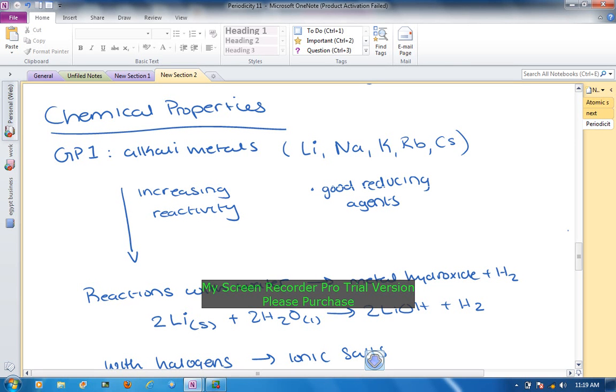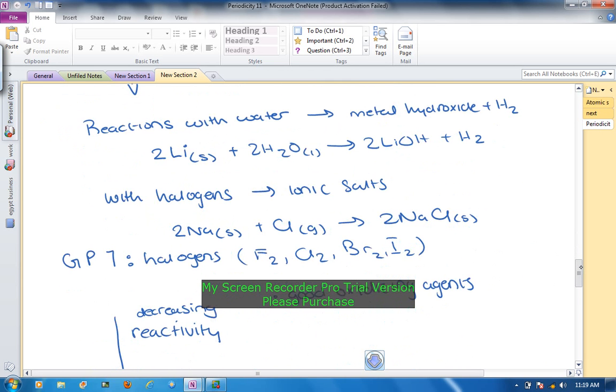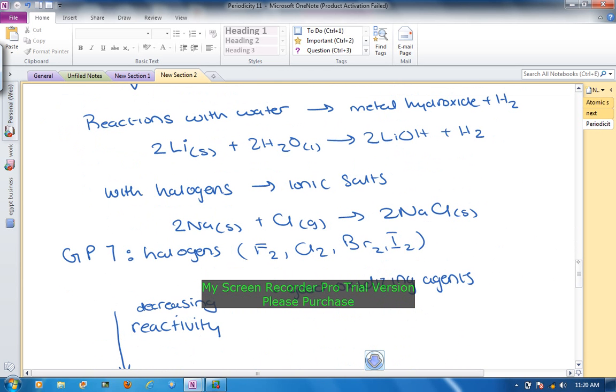They all react with water to form an alkali solution of metal hydroxide and hydrogen gas. An example of this is written here with sodium and water. A reaction between sodium and water produces sodium hydroxide and hydrogen. Lithium and water produces lithium hydroxide and H2.